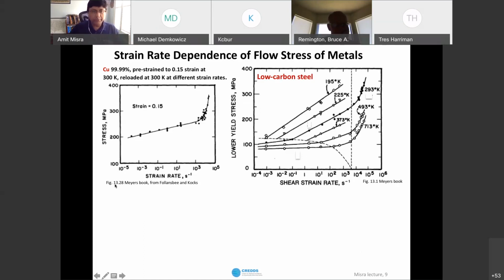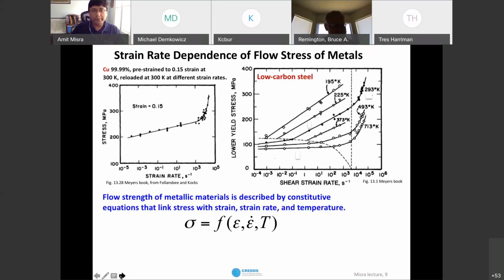So we can summarize these by saying that in general, the flow strength of metallic materials is described by constitutive equations that link the flow stress with the strain rate and temperature. So whenever the strength of a metal or metallic alloy is mentioned, it is dependent on these three parameters. So we have to know at what strain level, at what strain rate, and at what temperature.